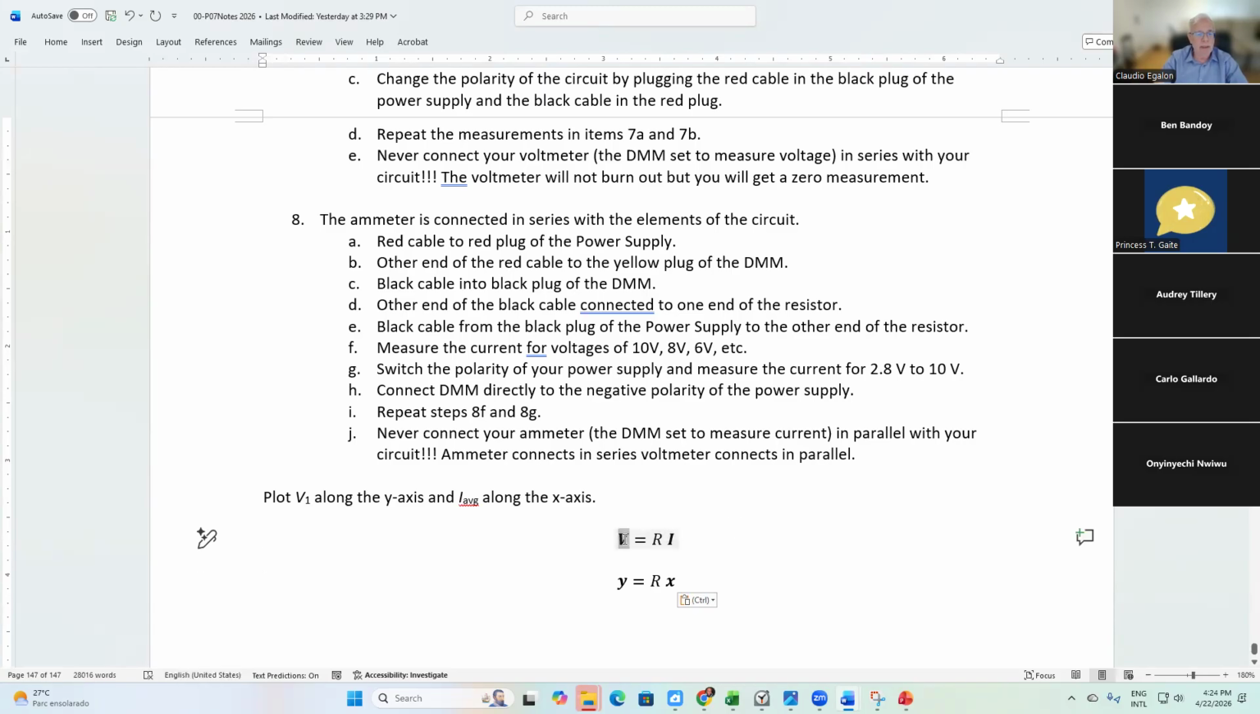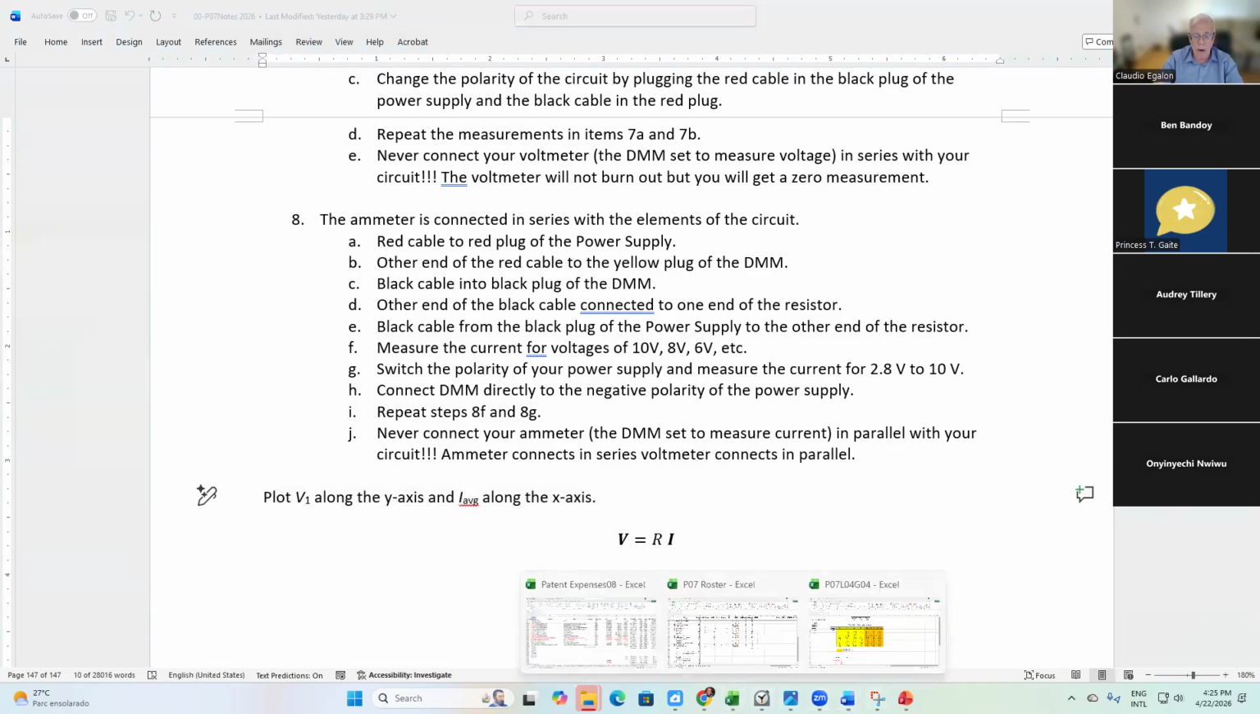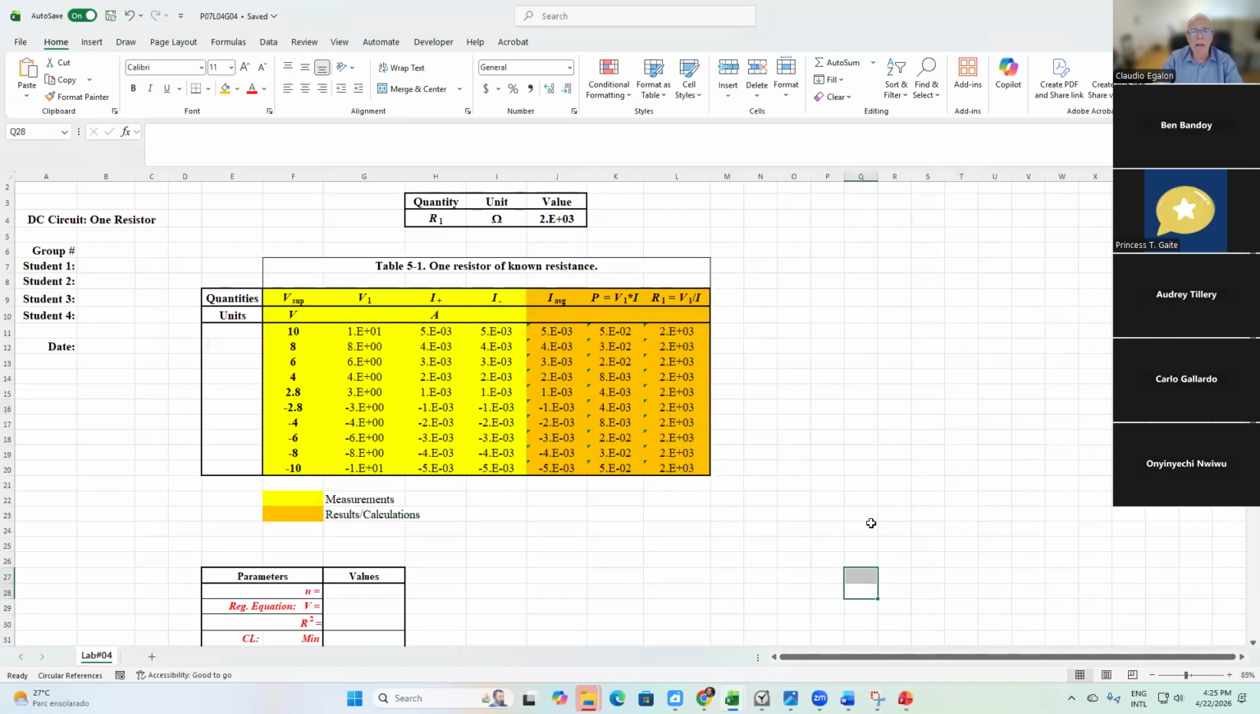When you plot V along the y-axis and I along the x-axis, we should get a straight line with a slope equal to the resistance. That's how we verify Ohm's law. Okay, and that's what you're supposed to do. Plot V1 along the y-axis and I average along the x-axis. Let's do that together. I want everybody to do that, okay?